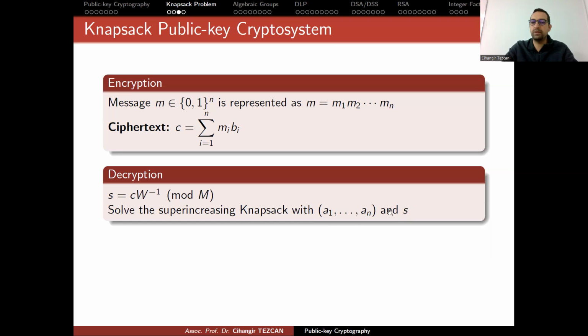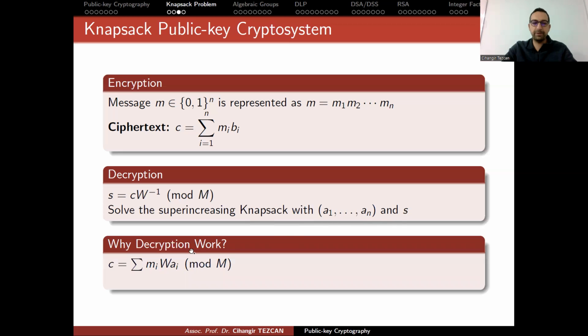As you can see, it turned into the Knapsack problem because I'm trying to solve for S using AIs. But recall that in the original Knapsack problem, AIs are not super increasing. This is the difference between our crypto system and the Knapsack problem, because that one is NP complete and this one is not. This is the problem. Why does the decryption work? Because C equals the sum of MI times W times AI modulo M. So S equals this, which means you just put these values here and it turns out that it is equal to MI times AI.